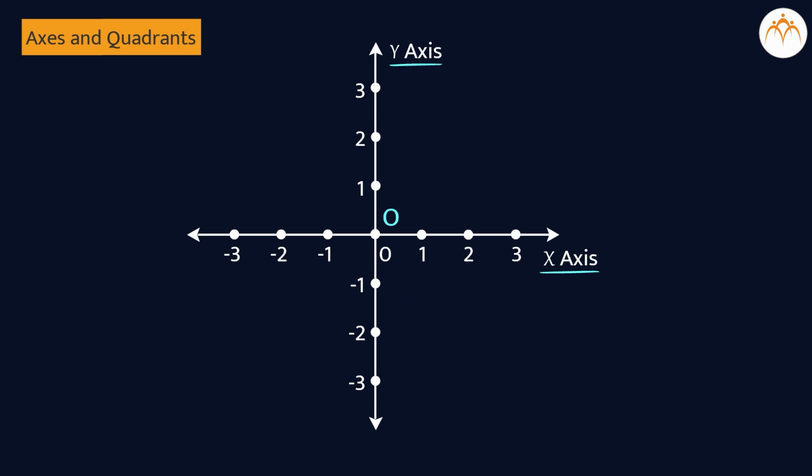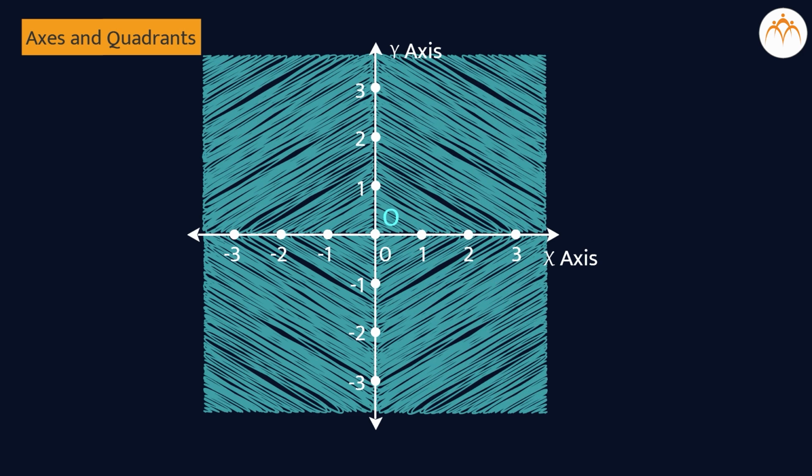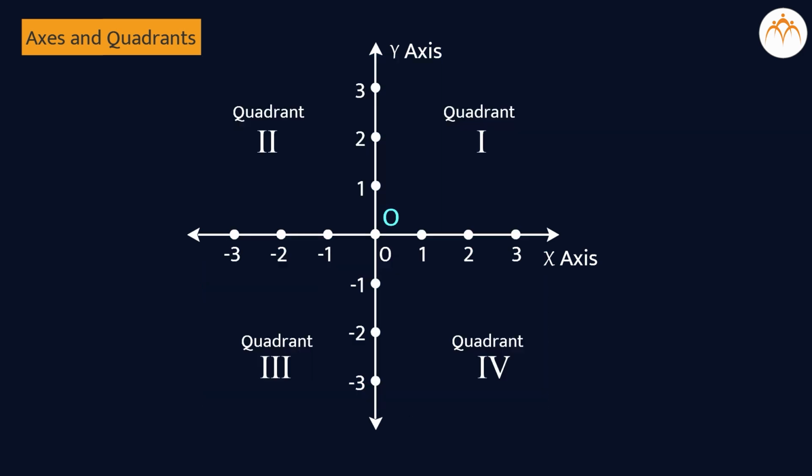The x-axis and y-axis divide the plane into 4 sections. Each section is called a quadrant. The quadrants are numbered anti-clockwise: quadrant 1, quadrant 2, quadrant 3 and quadrant 4. Points on the axis are not included in any quadrant.